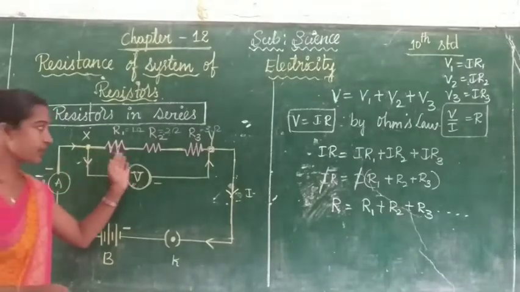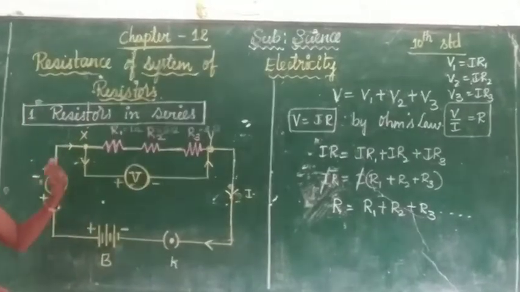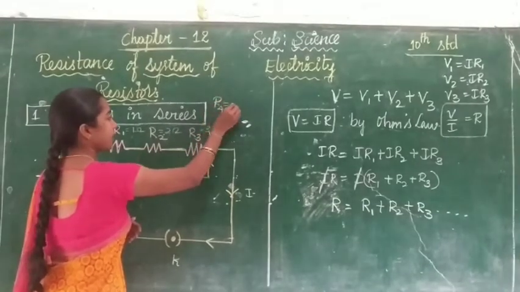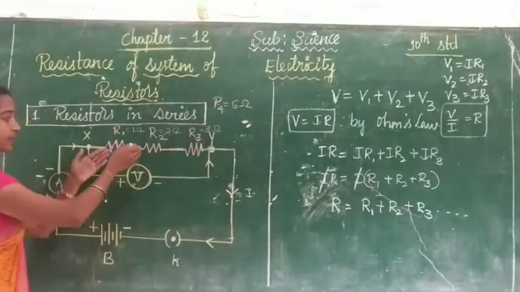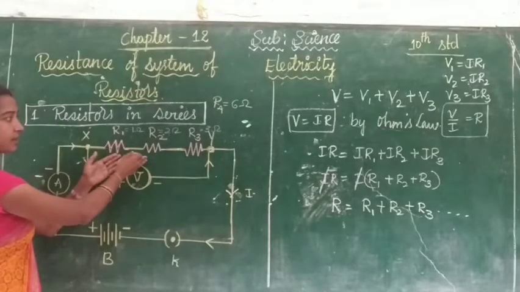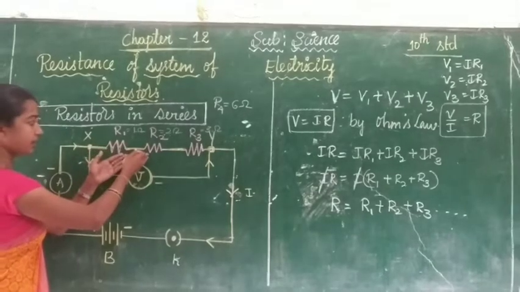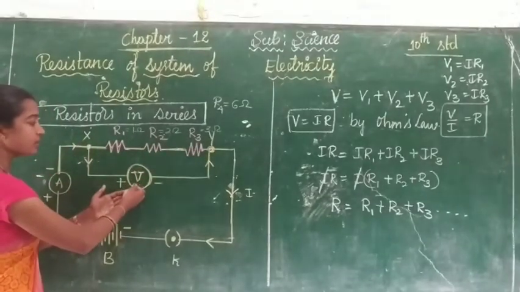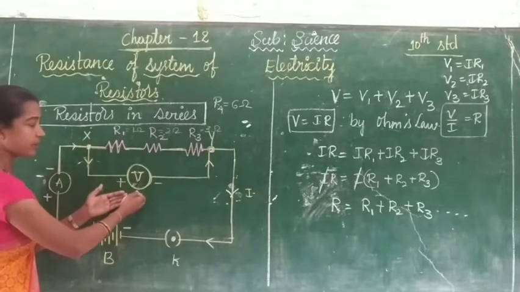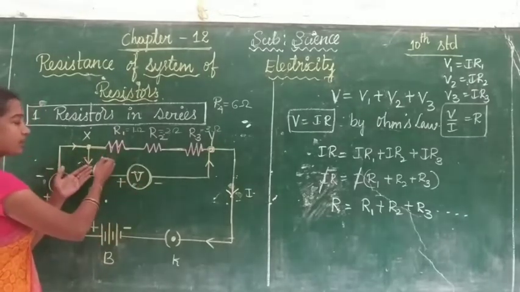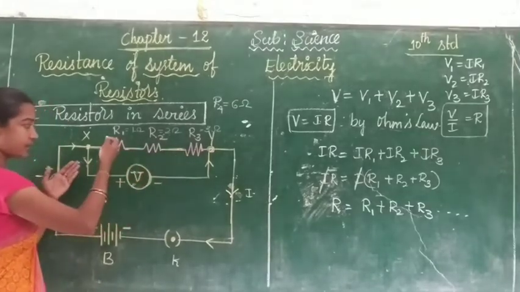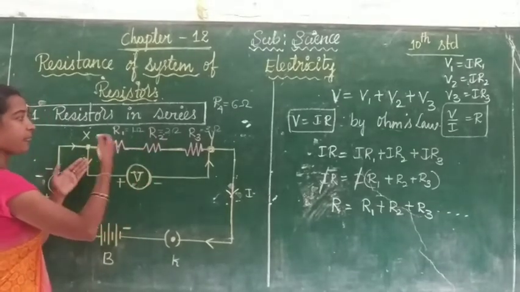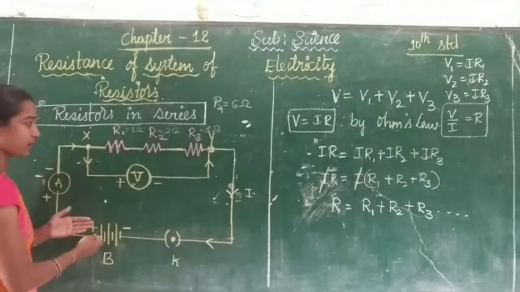Now we have to introduce another one, R4. R4 is having 6 ohms. That means another resistor of 6 ohms is introduced here, connected with X and Y, and that is connected to the voltmeter. There is no difference shown by the voltmeter. This is because R1, R2, R3 are connected in series. The sum of the resistance offered is equal to the total resistance offered in the circuit.